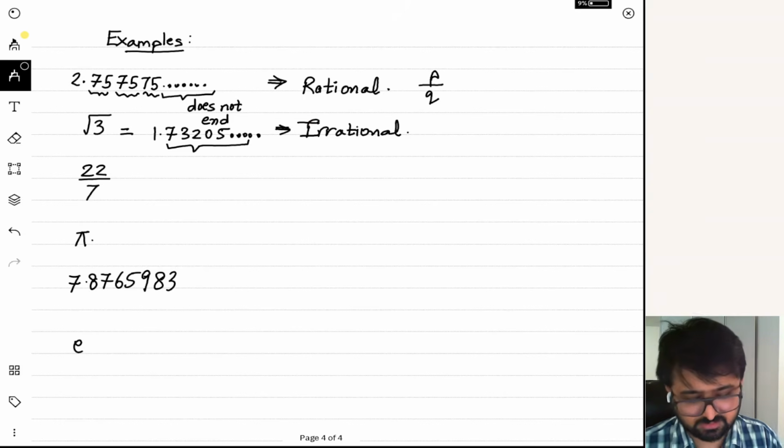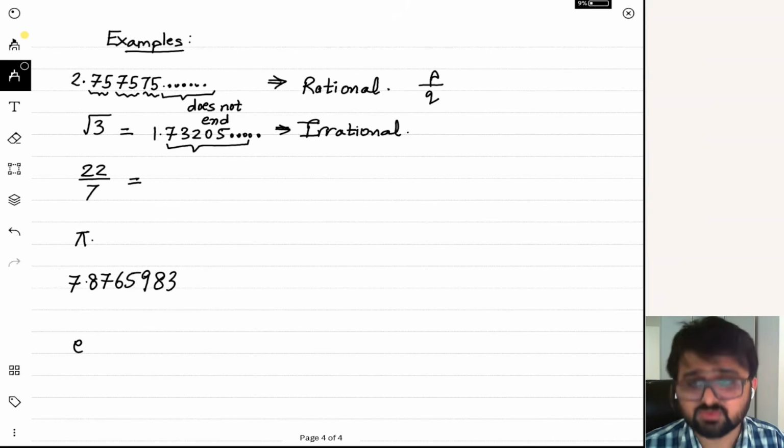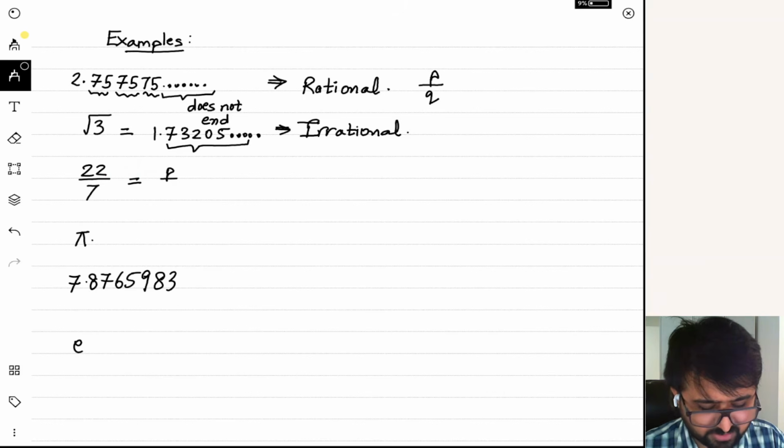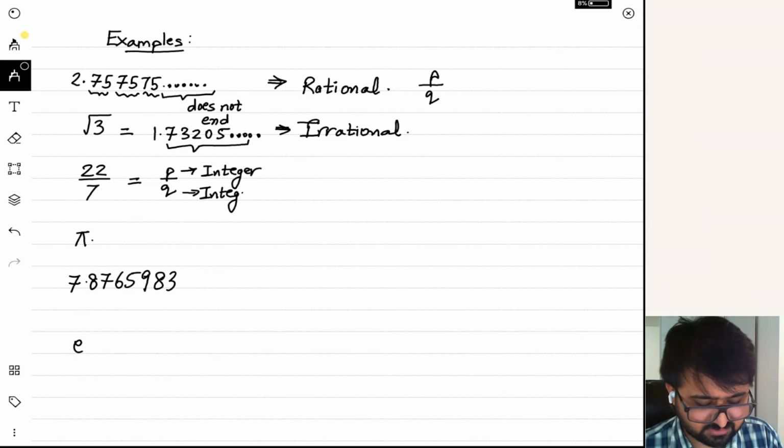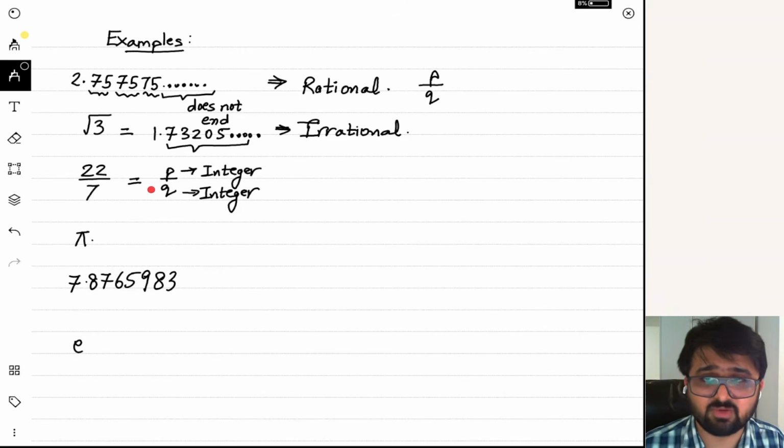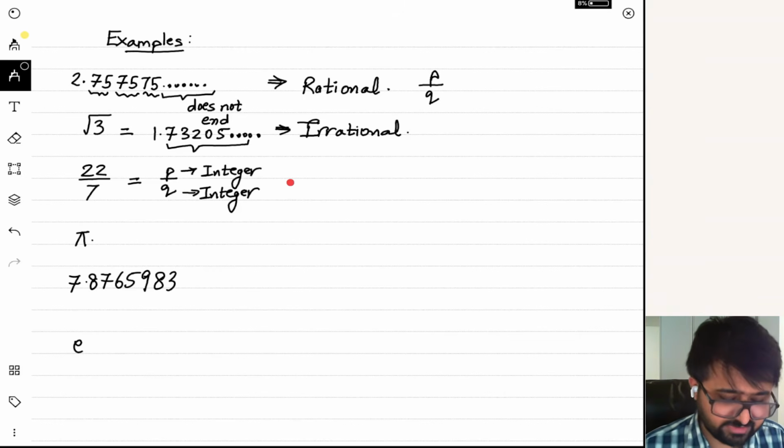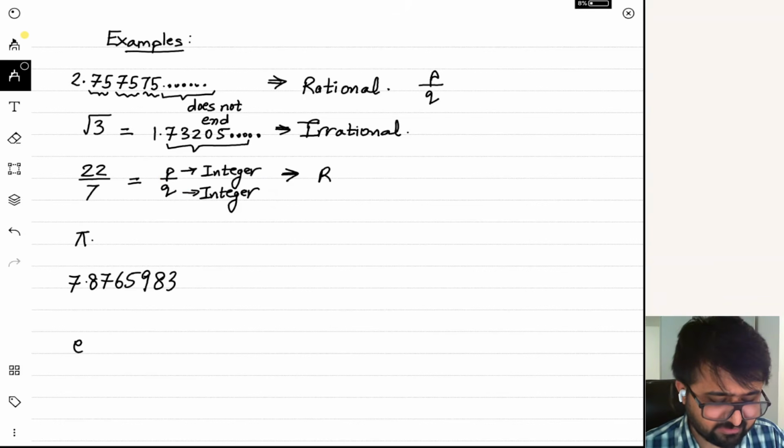Okay. Now this is an interesting one. 22 over 7. Now 22 over 7 is like P over Q, where my P is an integer, and Q is an integer. So if I can write it in the form of P over Q, or integer over integer, that makes it rational.